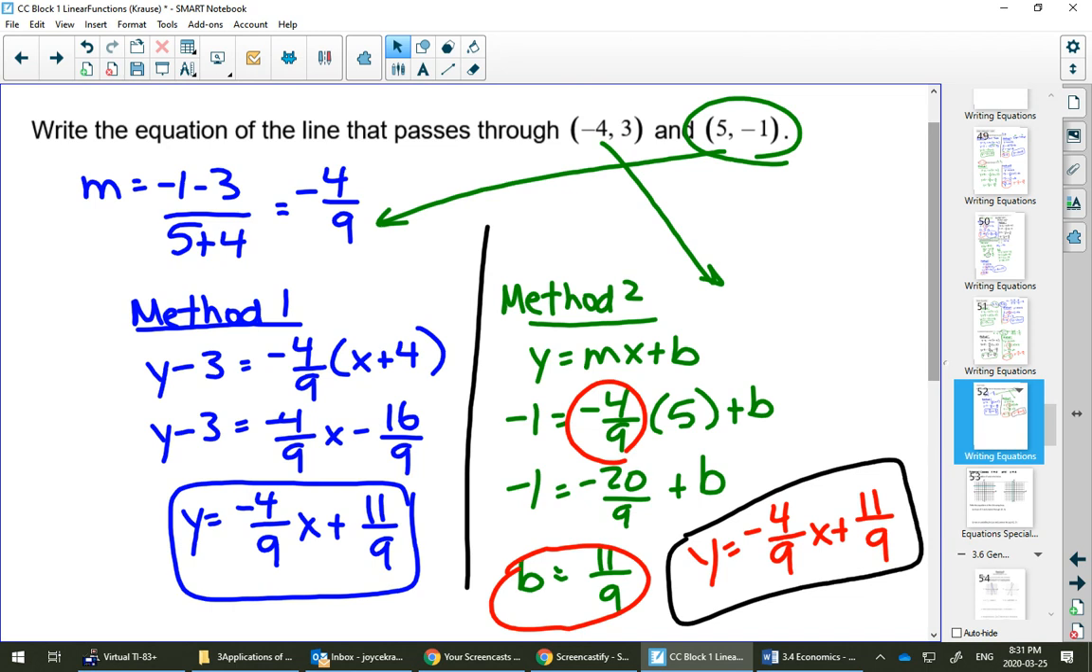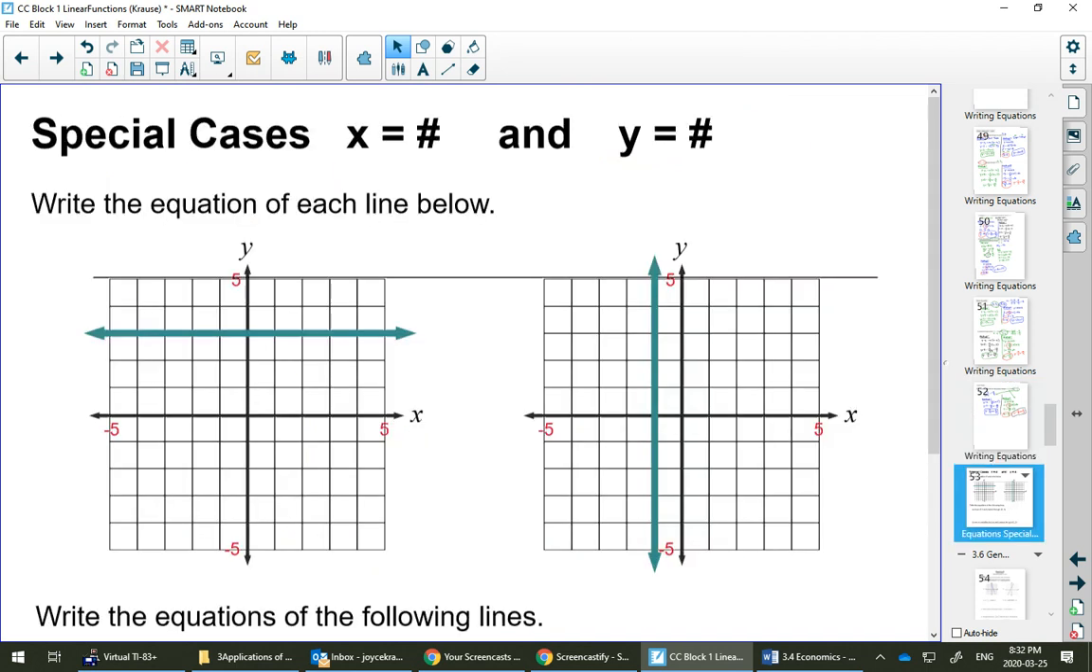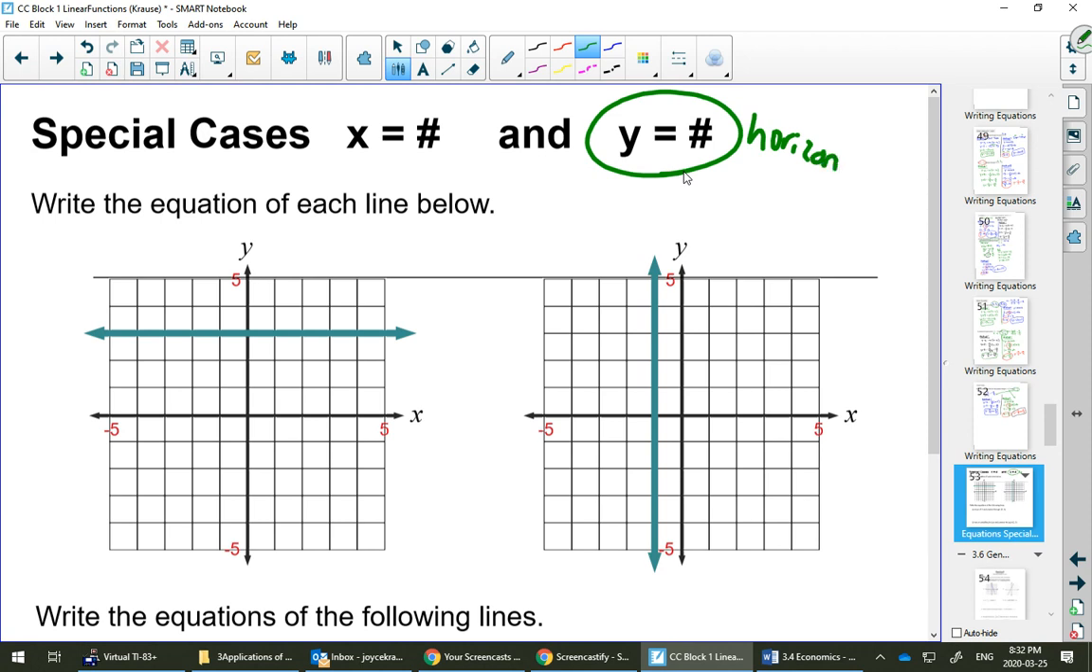All right, one last piece, and this is probably the easiest of everything we've talked about. We've already looked at the special cases with horizontal and vertical lines, but I want to look at those equations one more time. So it says write the equation of each line below. When we have a horizontal line, it's going to be y equals something. So horizontal lines are always y equals something because our line stays constant on a y value. And when it's a vertical line, it's going to be x equals a number.